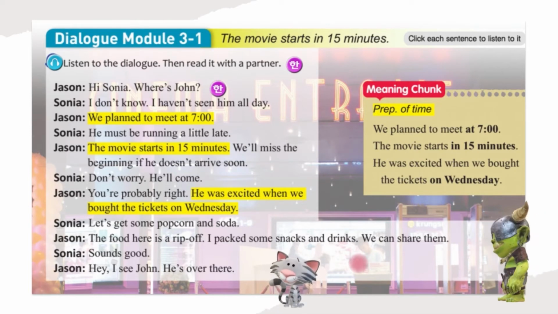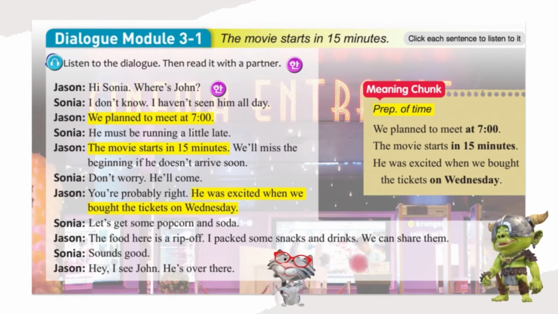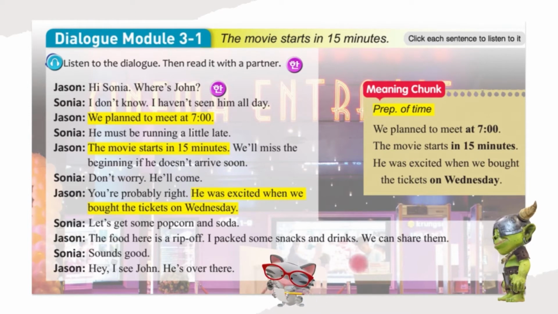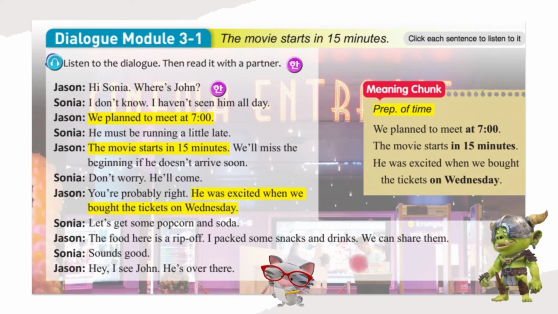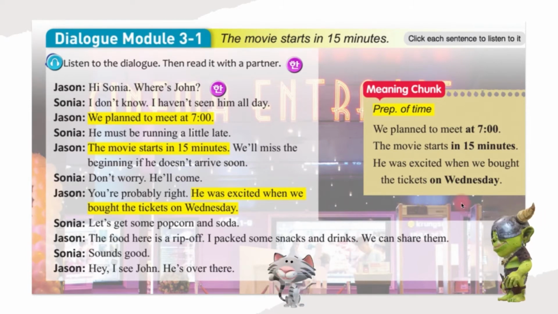You're probably right. I was excited when we bought the tickets on Wednesday. Let's get some popcorn and soda. The food here is a rip-off. I packed some snacks and drinks. We can share them. Sounds good. Hey, I see John. He's over there. Hey, John! Hey. So John's arrived. We can go and watch the movie.